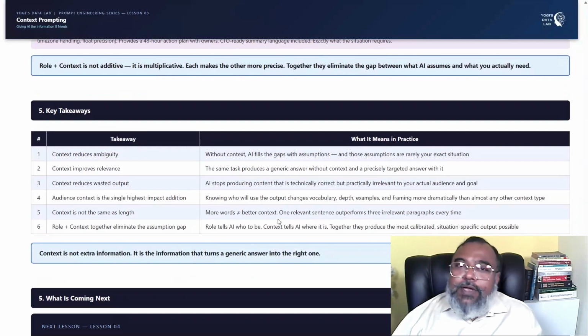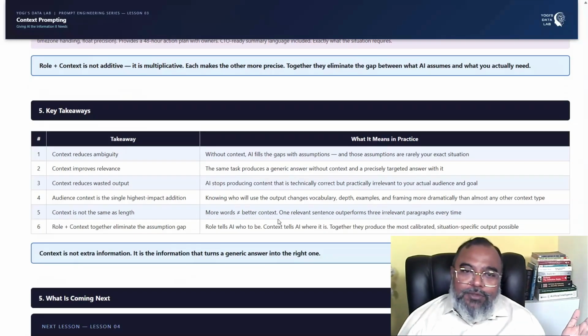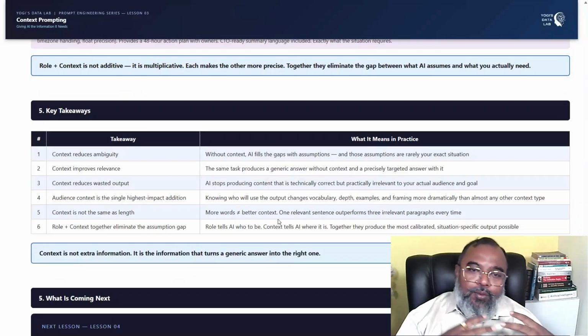So, what takeaways do we have from this session today? Context reduces ambiguity, context improves relevance, context reduces wasted output, and audience context is the single highest impact addition. Context is not the same as length. Obviously, when you write a context, it becomes long, but the purpose is not to make it long. The purpose is to explain the entire storyline behind the prompt that you're writing, as we discussed in the entire video today. Then, role plus context together eliminate the assumption gap.